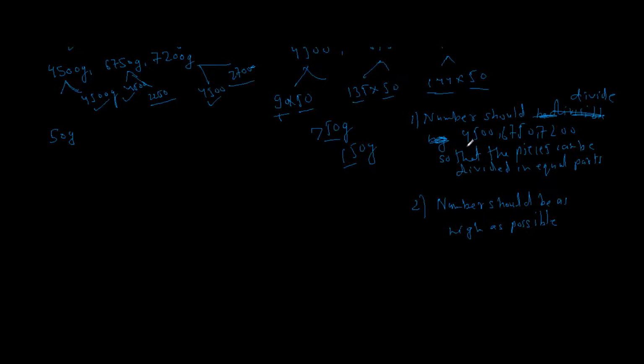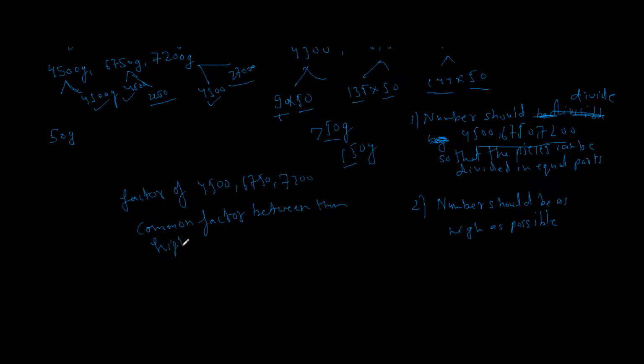So now the number which divides all three of them is a factor of 4500, 6750 and 7200. And since it divides all three of them, I can call it a common factor between them. Second, it should be as high as possible. So highest common factor in that case.